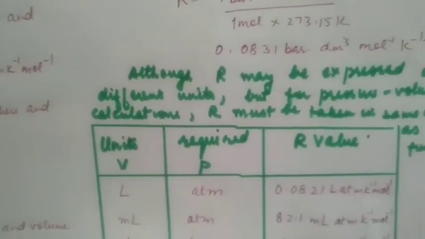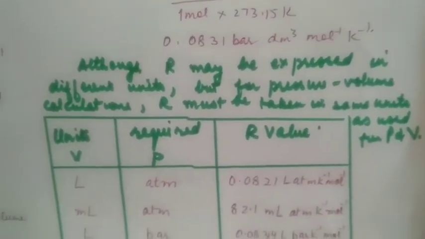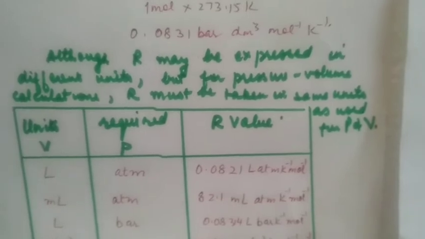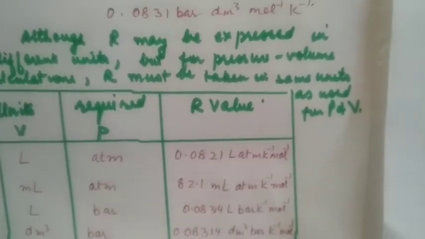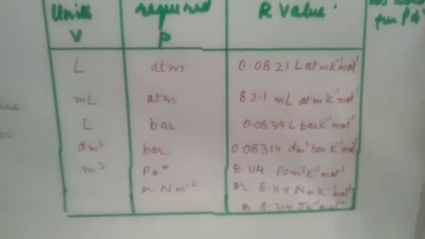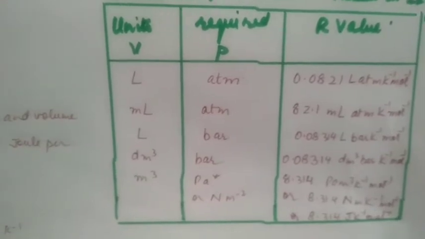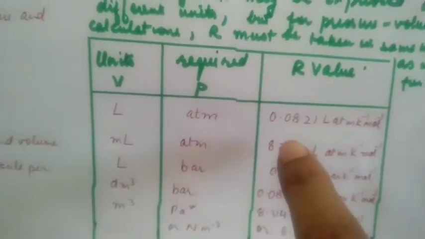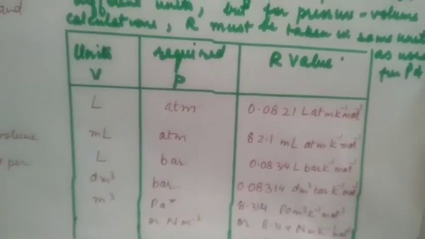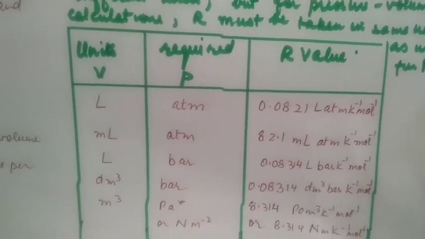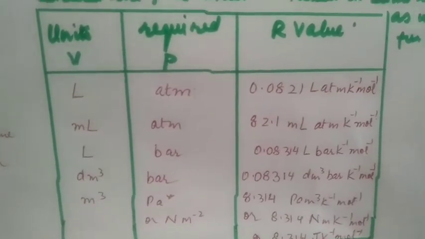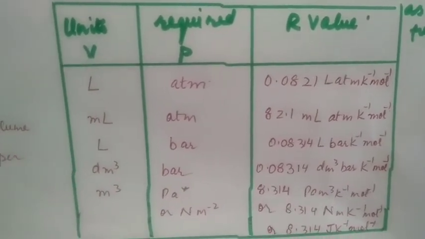So be careful, children, even though R may be expressed in different units, we have to take that value of R for our numerical problems for which the units are the same as those of pressure and volume. So if in any numerical your pressure is in atmosphere and volume is in liter, then you will use the value of R, 0.0821 liter atmosphere Kelvin inverse mole inverse. If pressure is in atmosphere and volume is in milliliters, then the value that will be substituted for R is 82.1 milliliter atmosphere Kelvin inverse mole inverse.